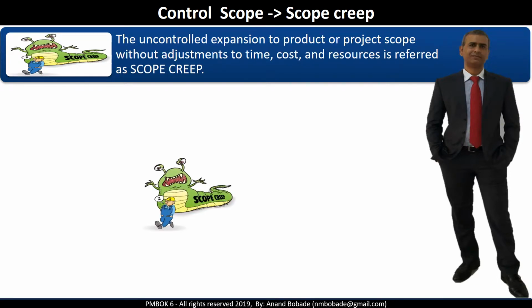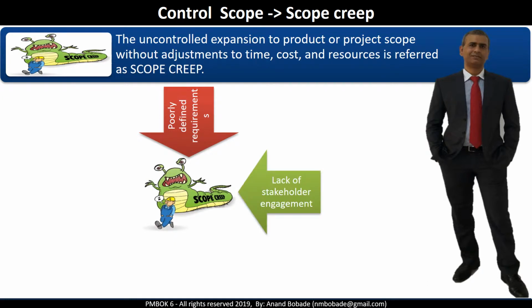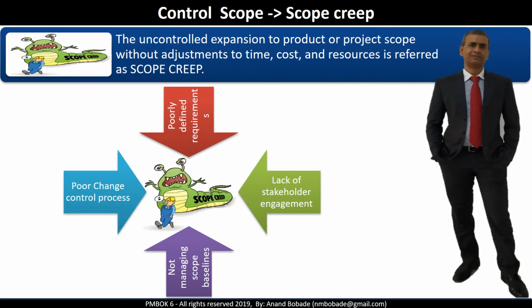Scope creep can happen due to poorly defined requirements, where requirements are not complete or consistent, lack of stakeholder engagement, not managing scope baseline, meaning scope was not formally baselined at all, poor change control process, meaning changes are done without taking them through a proper change control process and without integrated impact analysis.